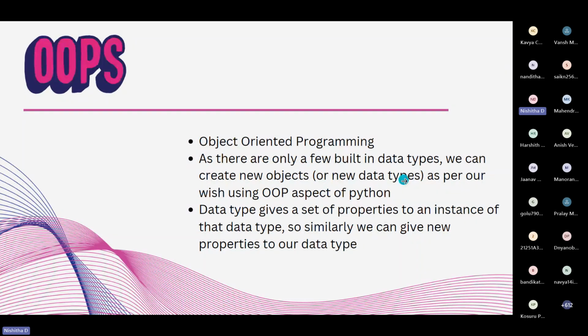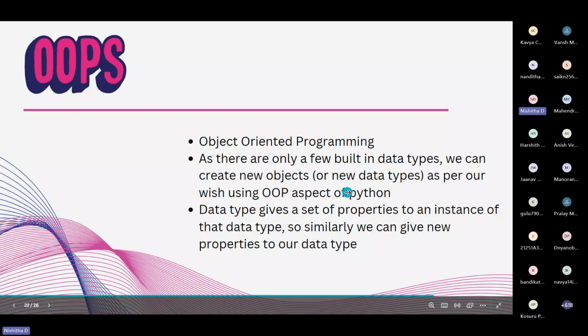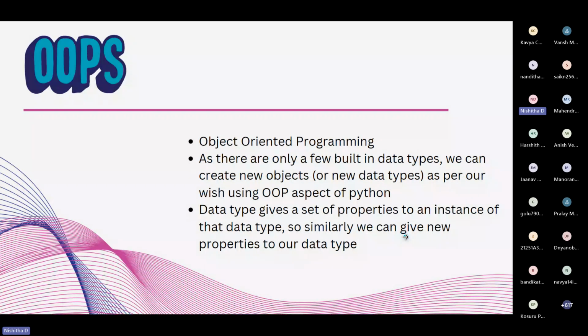So you saw how x is equal to 2, right? So that was an integer. So integer is also a data type. And basically, instead of using only those data types that are already built in, we can create new data types. So a data type gives a set of properties to an instance of the data type, right? Instance of the data type means x is equal to 2. So x is an instance of the integer data type. So like that, now x has a set of properties, like I've said before. So similarly, we can give a new set of properties to our data type.